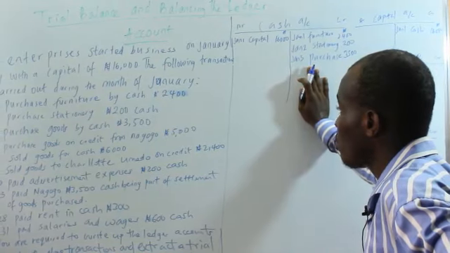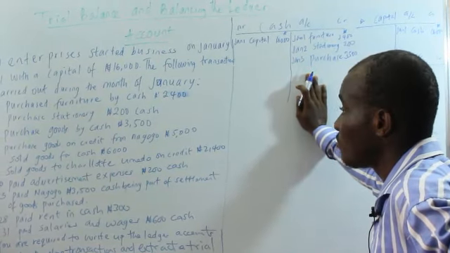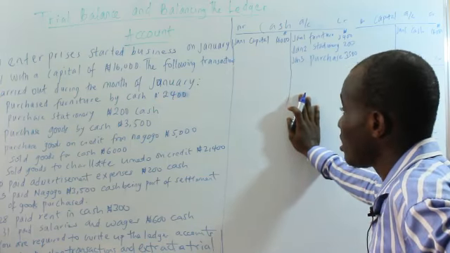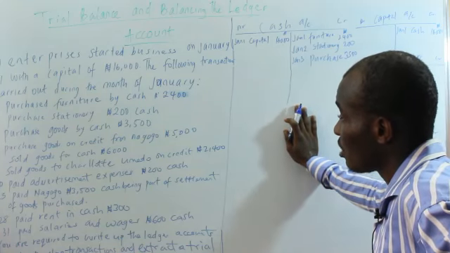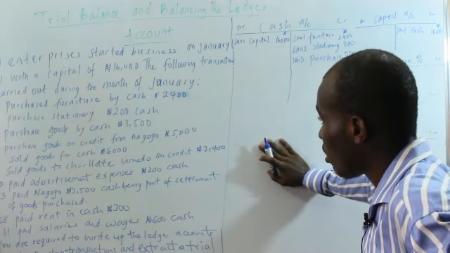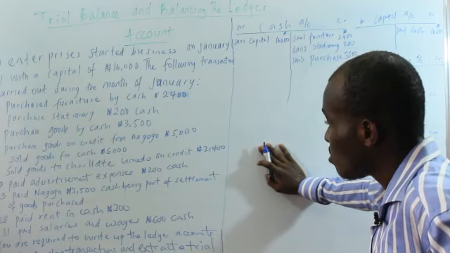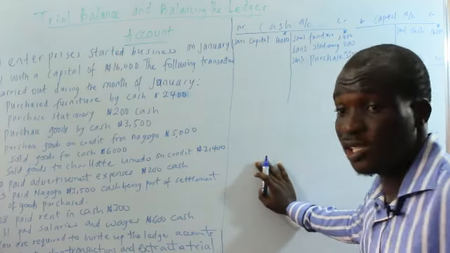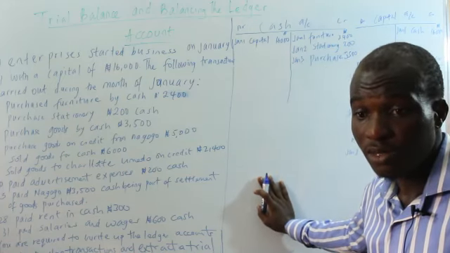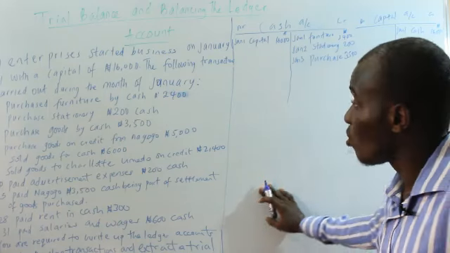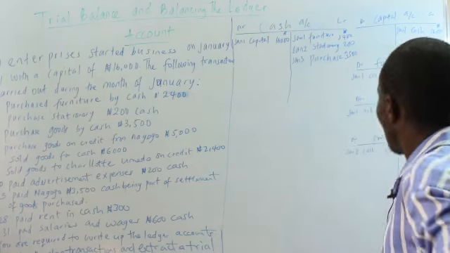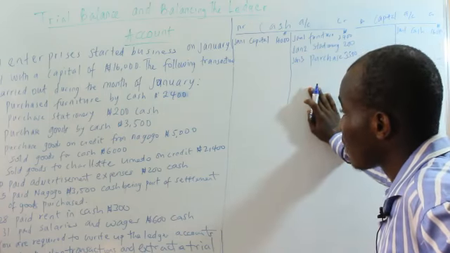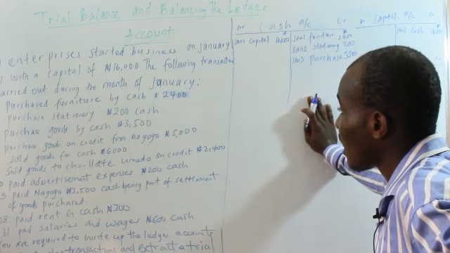Then the next thing we have is purchase of goods on credit from Nagogo, 5,000 naira. The first book of accounts we have to open is our purchase day book, and thereafter we transfer to the ledger. But since we have only a single goods purchase on credit, we can transfer that directly into our ledger without opening the purchase day book, because of time. So we are going to debit the purchase account and credit the personal account of the supplier, that is Nagogo.